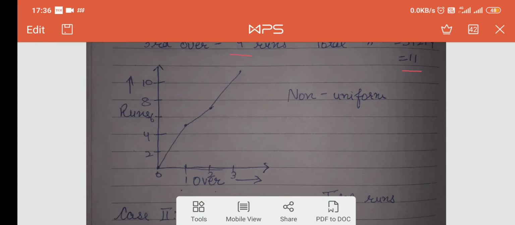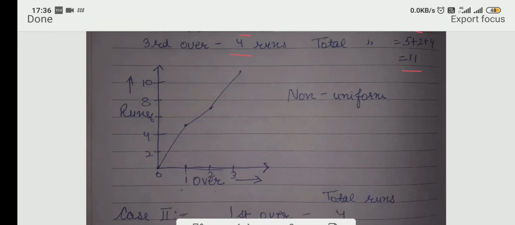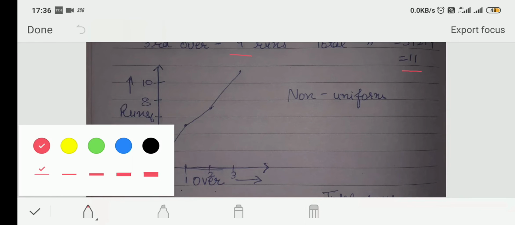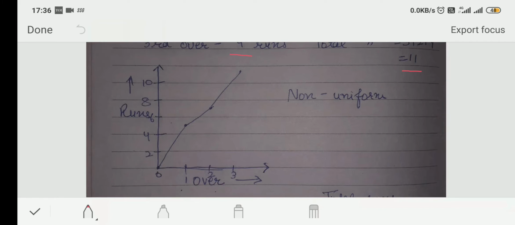In the first over, runs were 5, so the point will be here. In the second, total runs were 7, so the point will be here. And similarly for the third over, total runs were 11. So if I connect all these points, it won't look like a straight line, it will look curved. This type of graph is called non-uniform.